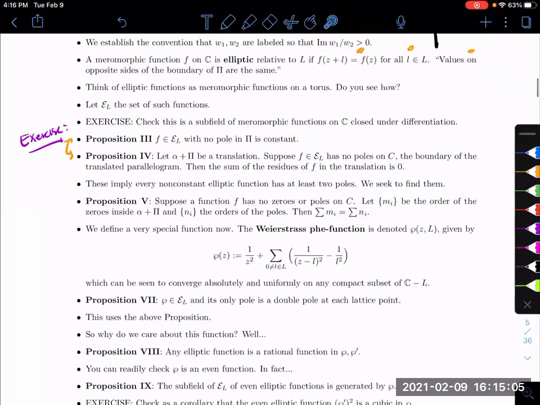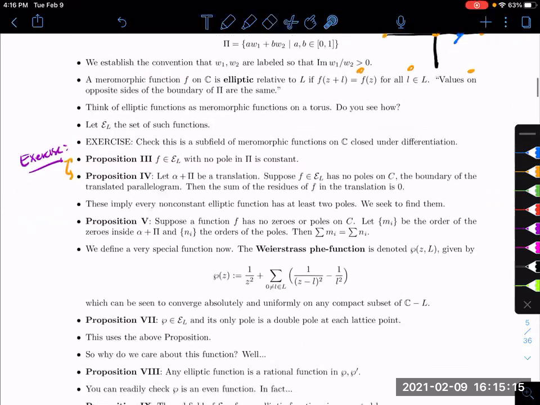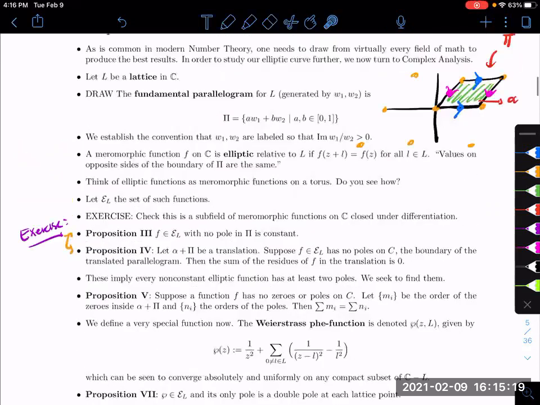Before I tell you what the big, very important elliptic function is, there's one more proposition I want you to be aware of, and it's this proposition 5 here. So let's say, again, that I've translated my parallelogram over a little bit. Maybe I translated it down here. Who cares?